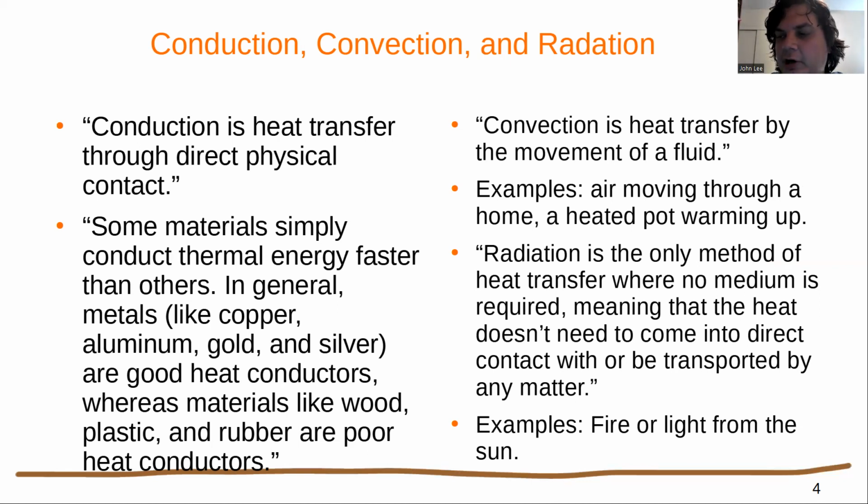But if you walk across a metal or a linoleum floor, then those are very good at conduction, and you're going to lose heat much faster than you would walking across the carpeted floor. And then convection is heat transfer by the movements of a fluid. For example, air moving through a home. The heat goes up to the rafters of the home and pushes colder air down. So that is an example of convection.